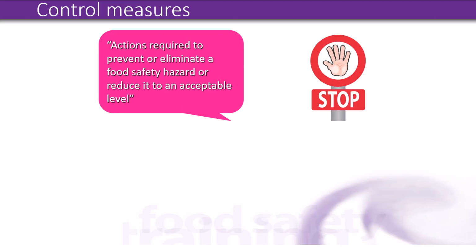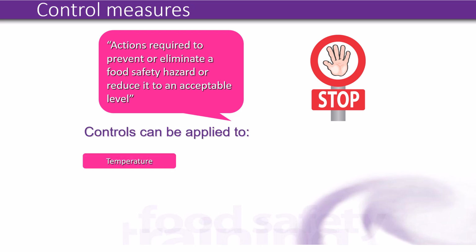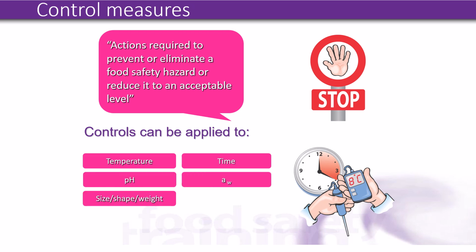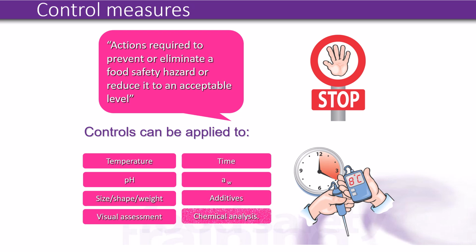So control measures, the definition: these are the actions required to prevent or eliminate a food safety hazard or reduce it to an acceptable level. Controls can be applied to temperature, time, pH, water content, size, shape, weight, additives, visual assessment, chemical analysis.